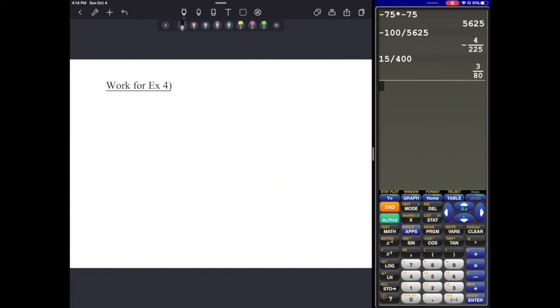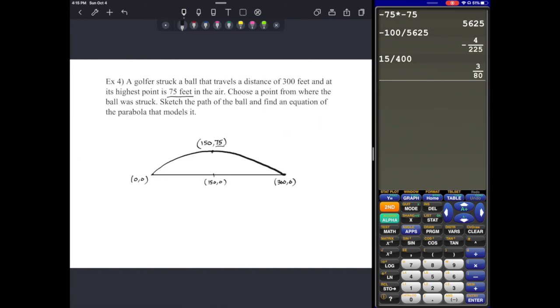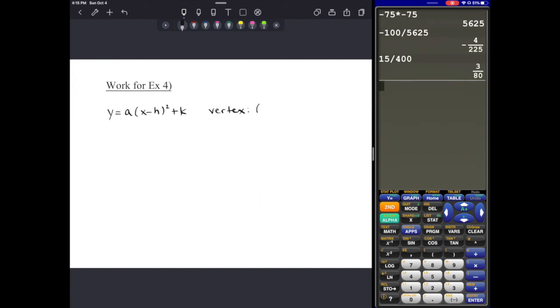So the equation that we're looking at: y is equal to a times the quantity of x minus h, squared, plus k. Our vertex on this one, we just said was (150, 75). That's our h and our k. Then we're going to plug that in. y is equal to a times the quantity of x minus 150, squared, plus 75.